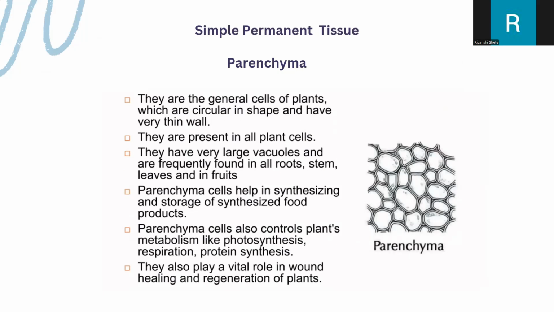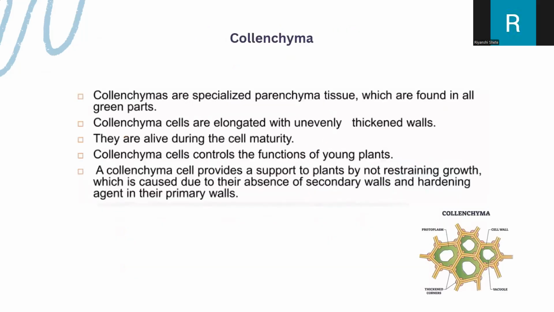So basically, from the image, you can write their characteristics. Just remember the image. Now, second is collenchyma. Here again is the diagram I have shown. Collenchyma is a specialized parenchyma tissue which is found in all green parts. Collenchyma cells are elongated with unevenly thick cell walls. They are alive at cell maturity, and collenchyma supports the function of young plants.